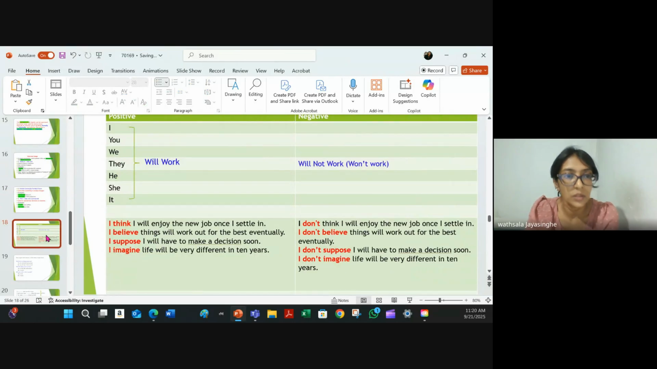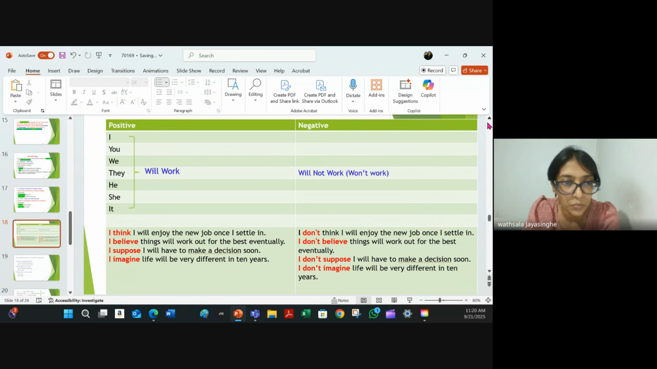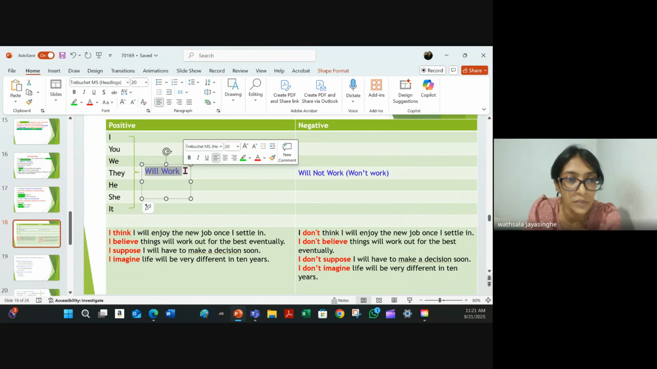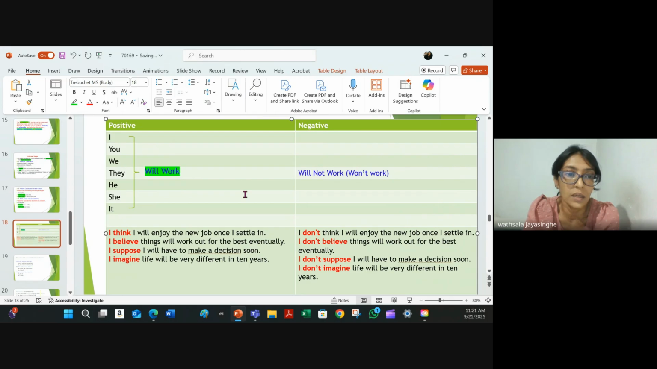And then we can talk about positive and negative sentences. When we use positive sentences, I will work, you will work, they will work, he will work, she will work, and it will work. When we use the negative form, we only have to add not. I will not work, you will not work, they will not work, she will not work, it will not work.